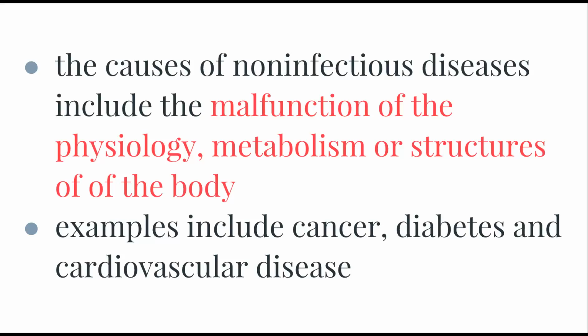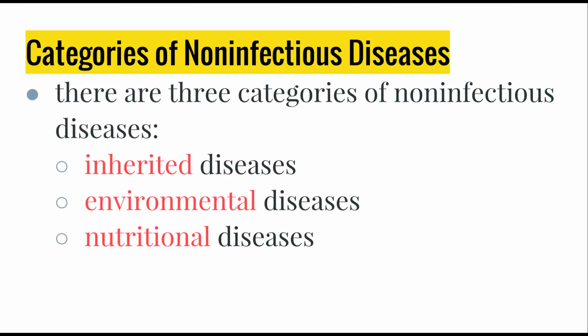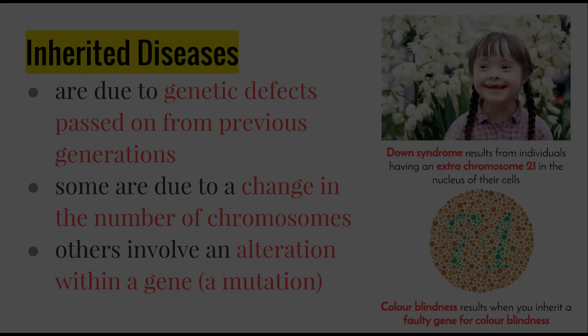Some examples of non-infectious diseases include cancer, diabetes, and cardiovascular disease, but we're going to have a look in a little bit more detail at a few. There are three different categories of non-infectious diseases as mentioned by the syllabus dot point. We need to have an understanding of each of those, as well as some diseases that fall under each. The three categories are inherited diseases, environmental diseases, and nutritional diseases caused by nutritional deficiencies. Let's start off by looking at our inherited diseases.